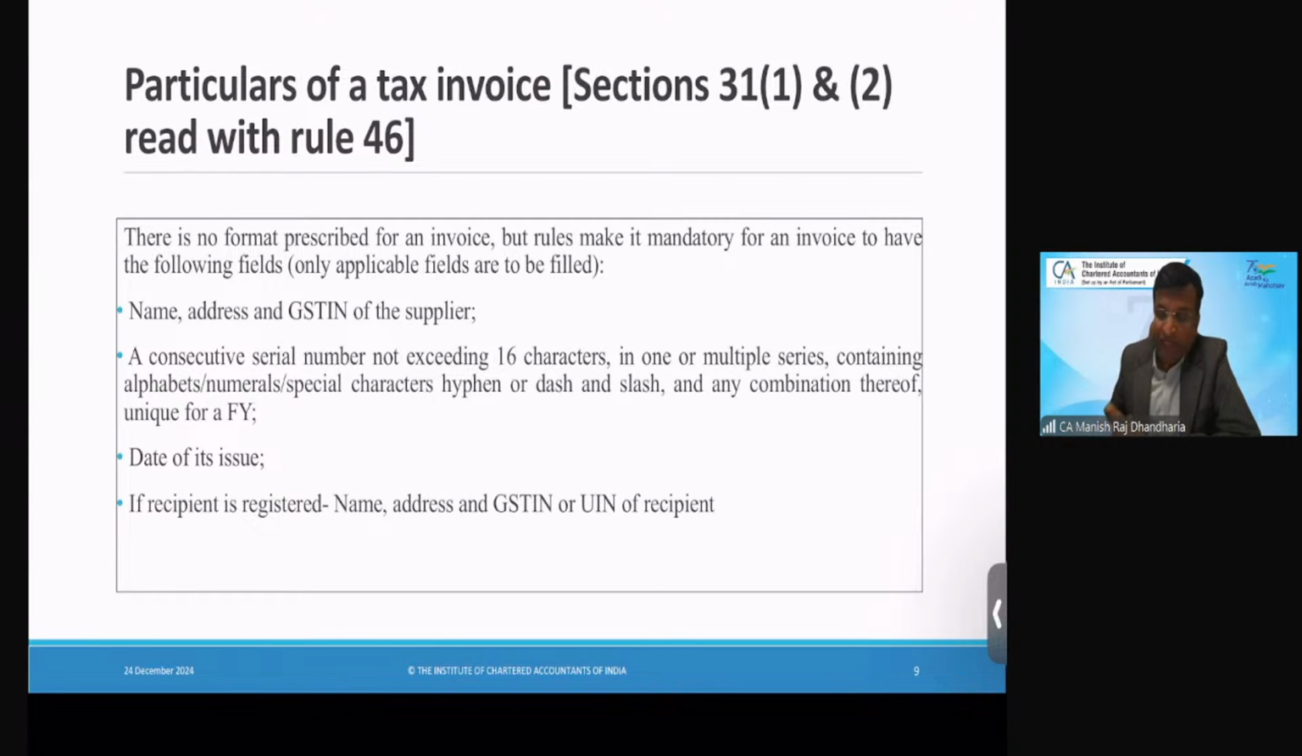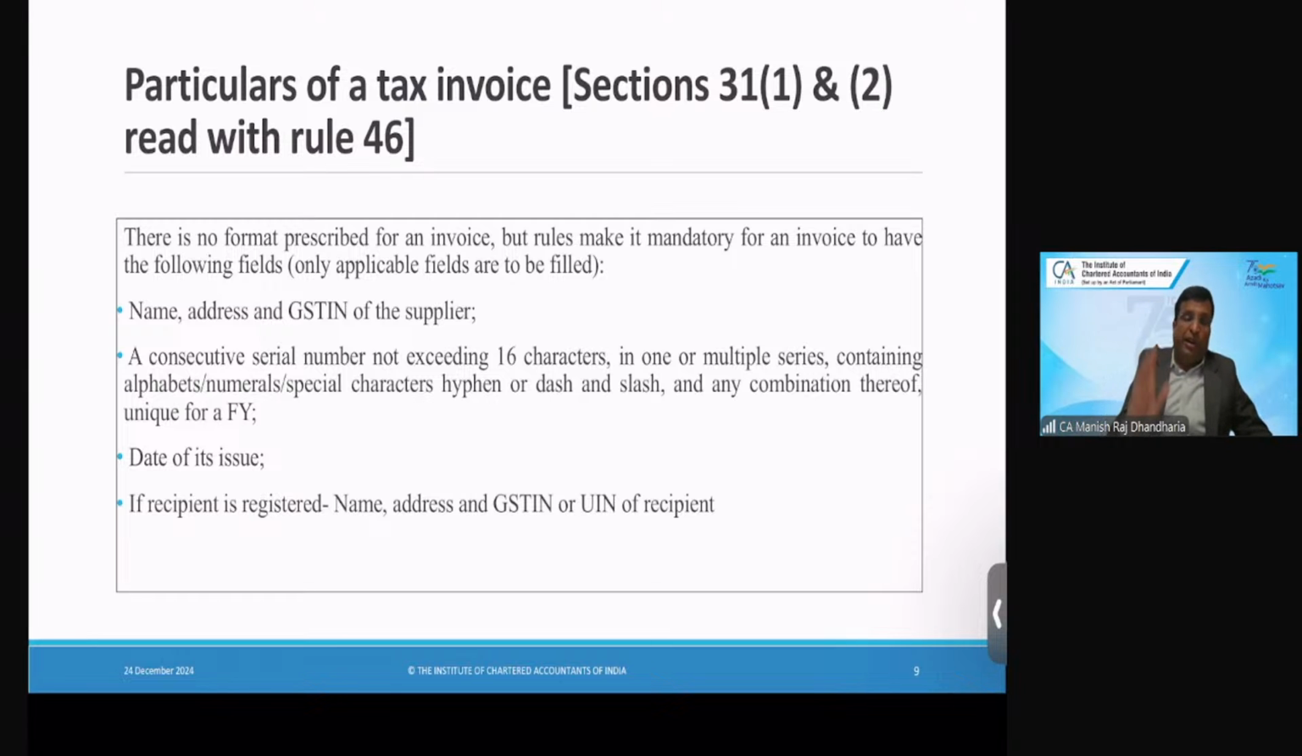Like you can see, without even reading, we can figure out some content. Very simple: name, address, and GSTIN of the supplier. Suppose I am the seller, the supplier. So I have to write my name, address, and my GST number. Name means trade name, and legal name also will be there, with the GST number.